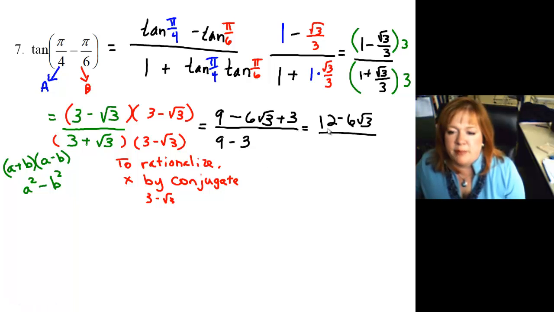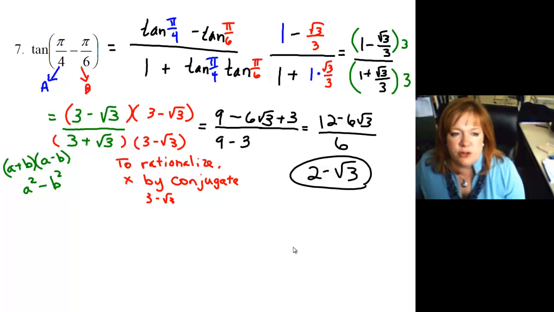So bada boom, bada bing, we got 12 minus 6 square root of 3, all divided by 6. Since 6 goes into both terms on the top, we can simplify it further to 2 minus square root of 3. 6 goes into 12 twice, 6 goes into 6 square root of 3, the 6's would cancel. And that's your final answer.